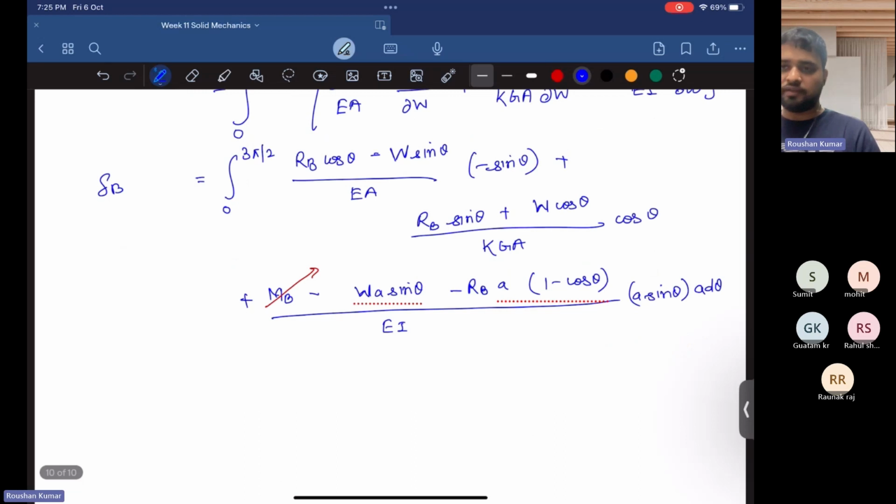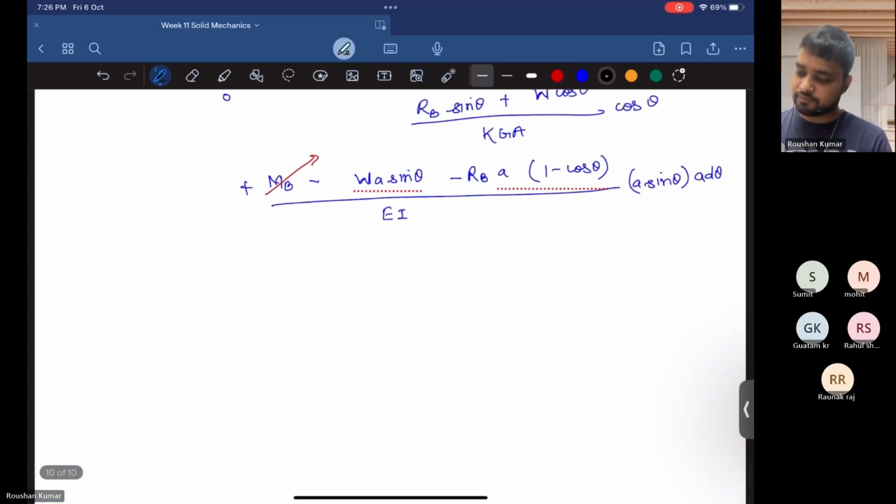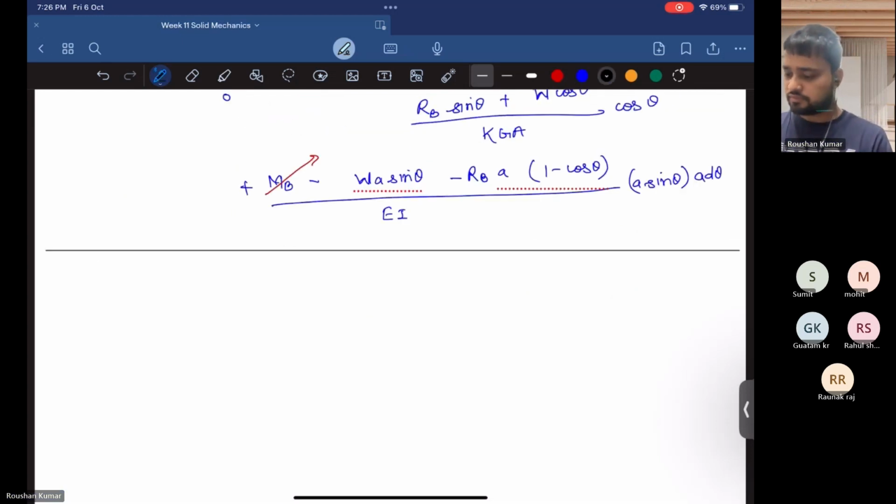I have completely told the procedure, how you derive and how you solve this question, and how you come to the final deflection equation at point B. So basically you just do the mathematics and you get the desired result. So this is all about question number 2. Now let's move to the next question, that is problem number 3.